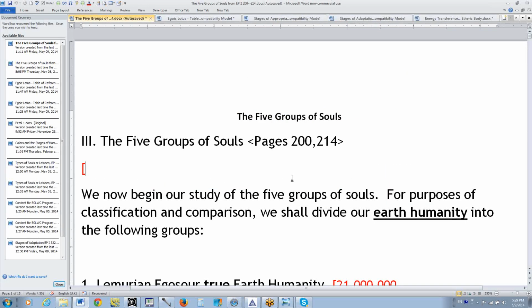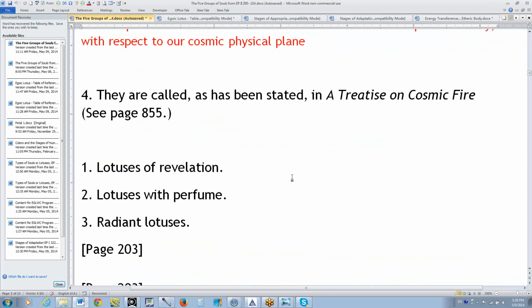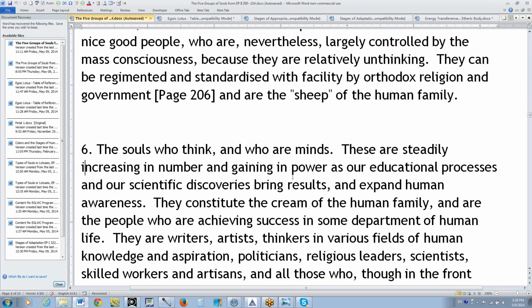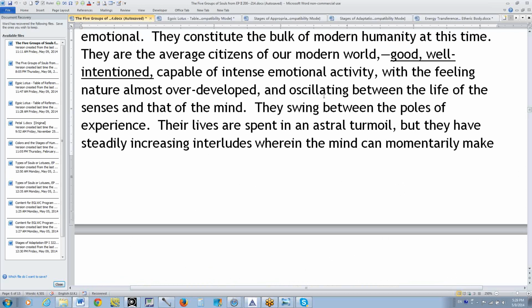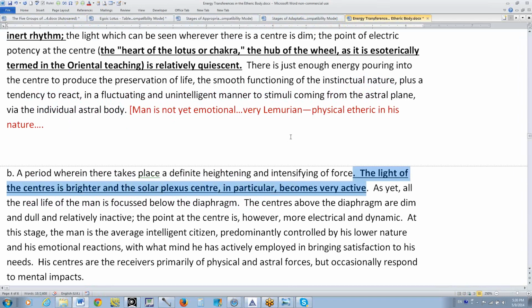5 groups of souls. And if we go down here to the 5th group, we will say, and I hope I'm correct, yes, intense emotional activity. That's the one I was looking for. So we can make a correlation there. And now, stages of adaptivity, no. And energy transferences. There we are.